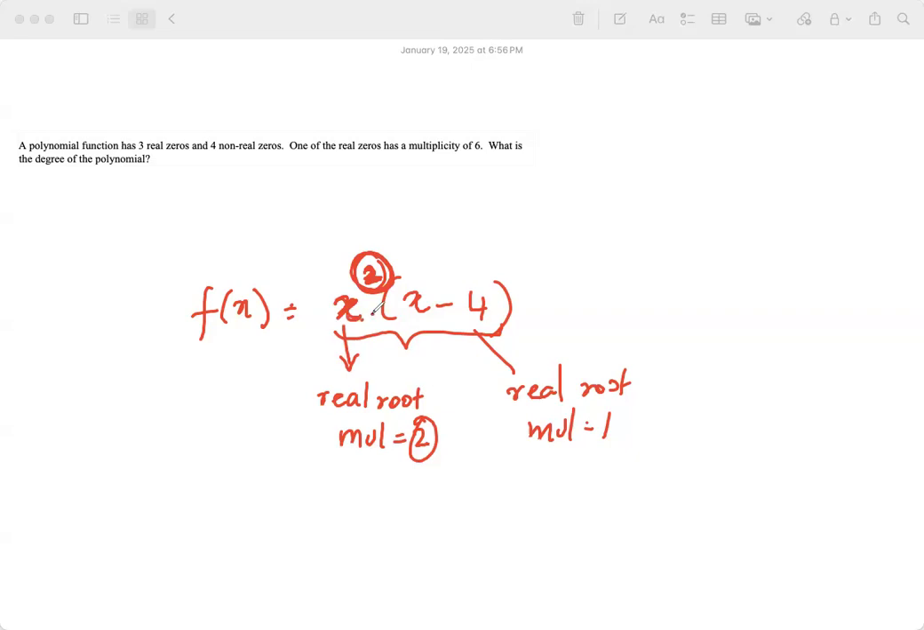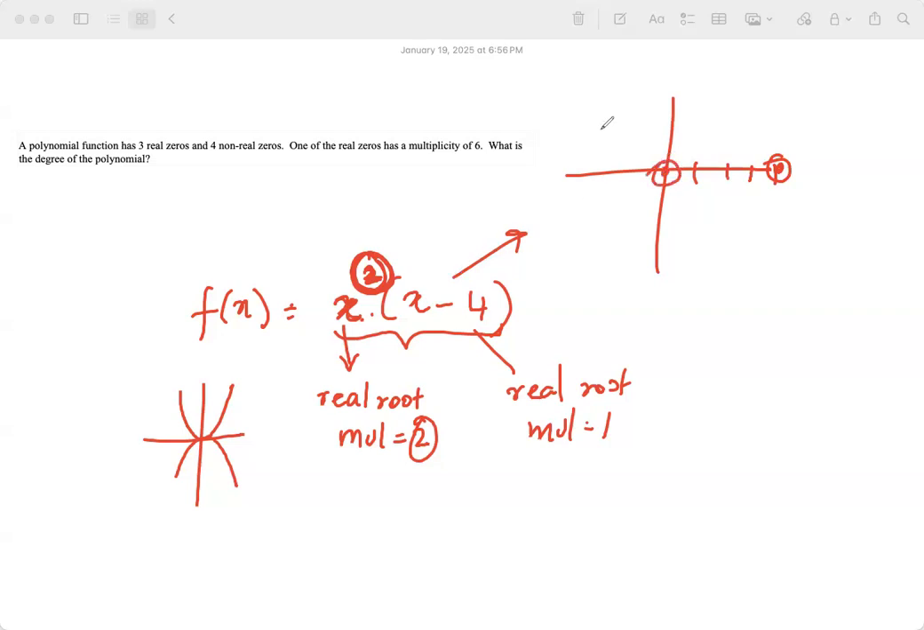See, x equal to 0, the multiplicity is 2, means it is a repeated root. It is a turning point, you see? The graph for this has one root here, one root here. It's a cubic one, right? Cubic means the graph end behavior is like this. So at this point 0, it will take a U-turn because of the degree 2. Then it will come down.